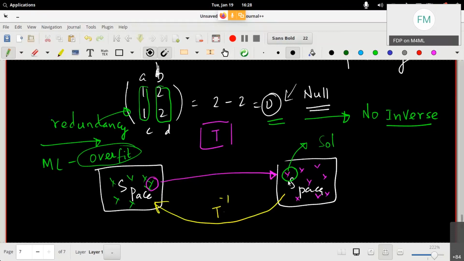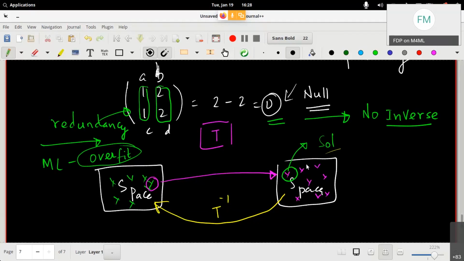So if you have linearly dependent vectors, or a matrix like this, then you have only one way. That means you move from here to here and you're done. And you're saying that I got a solution, and you are just happy with that.